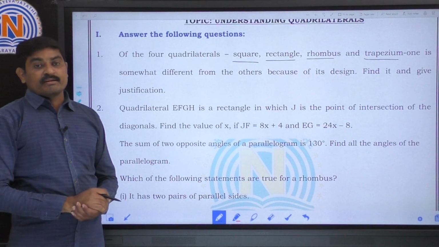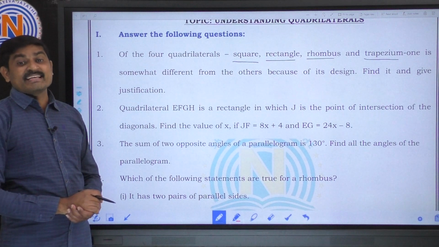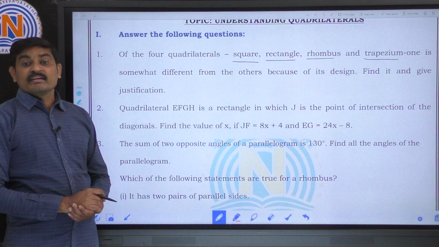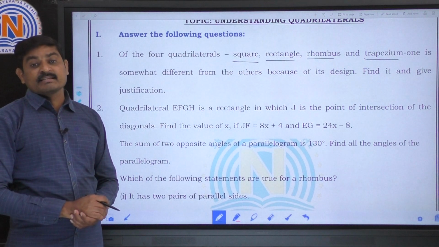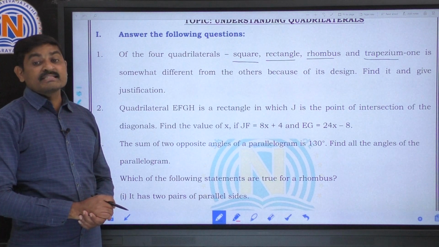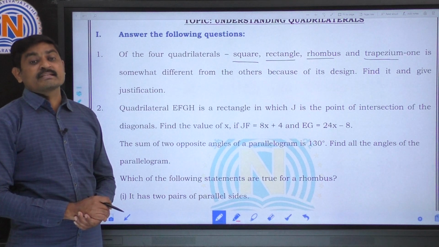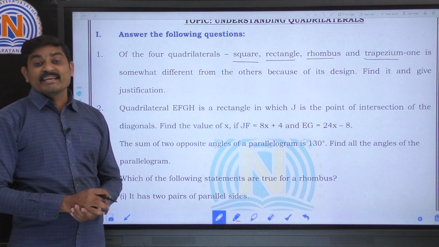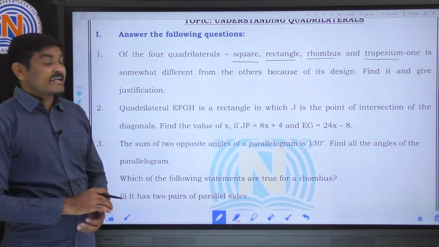Now see the second one. Quadrilateral EFGH is a rectangle in which J is the point of intersection of the diagonals. Find the value of x if JF is equal to 8x plus 4 and EG is equal to 24x minus 8. Okay, so we need to find the value of x. Here EFGH is the rectangle, and in the rectangle the diagonals intersect at J.